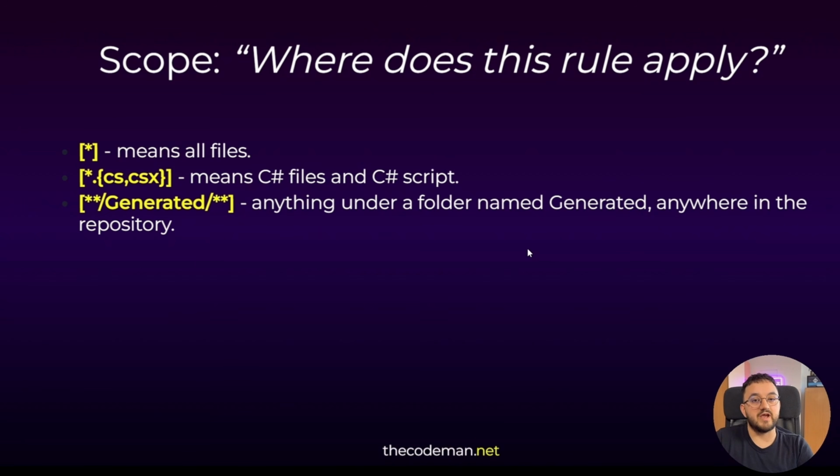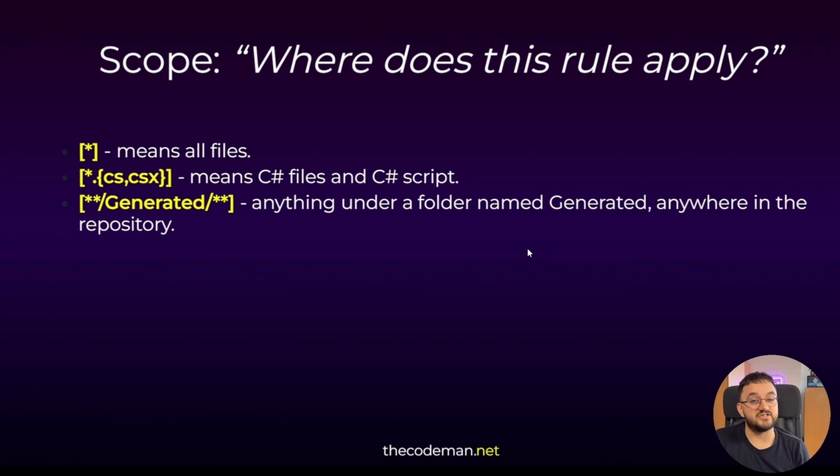So for the scope, the main question is, where does this rule apply? And here we have that EditorConfig uses section headers like those three, and this is not decoration. This is how you prevent rules from spilling into places where they don't belong. For example, the first one means all files. The second one is C# files and all C# script files. And the last one, anything under a folder named generated anywhere in the repository.